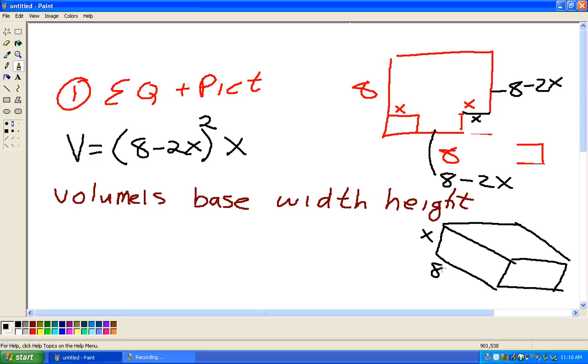That used to be 8, but I took an x out of each side. So I think one of the widths is no longer 8 inches. I think it's 8 take away 2 x's. So it's not really a negative x. The x is just how high it was. Am I good with that? Yeah.